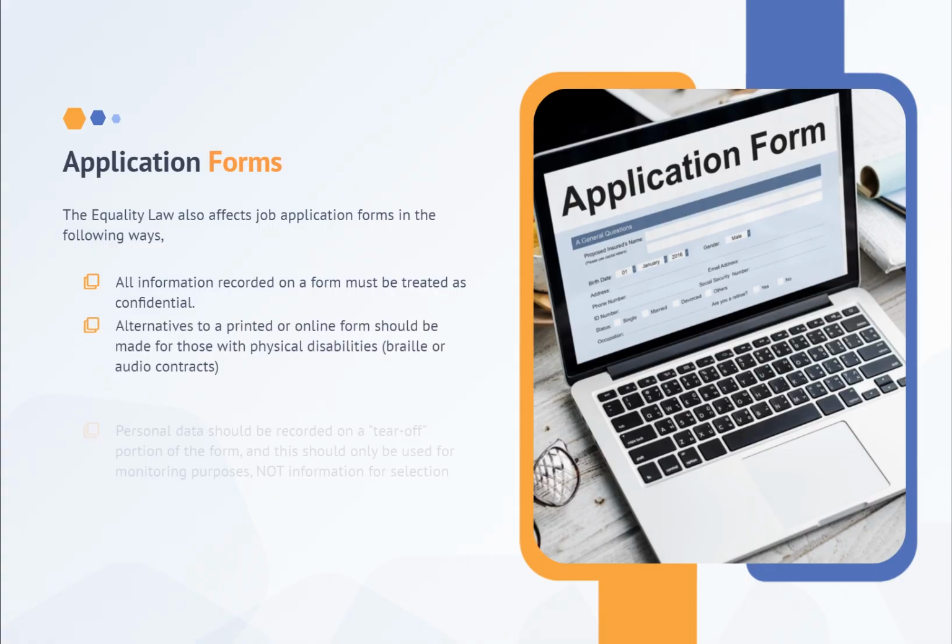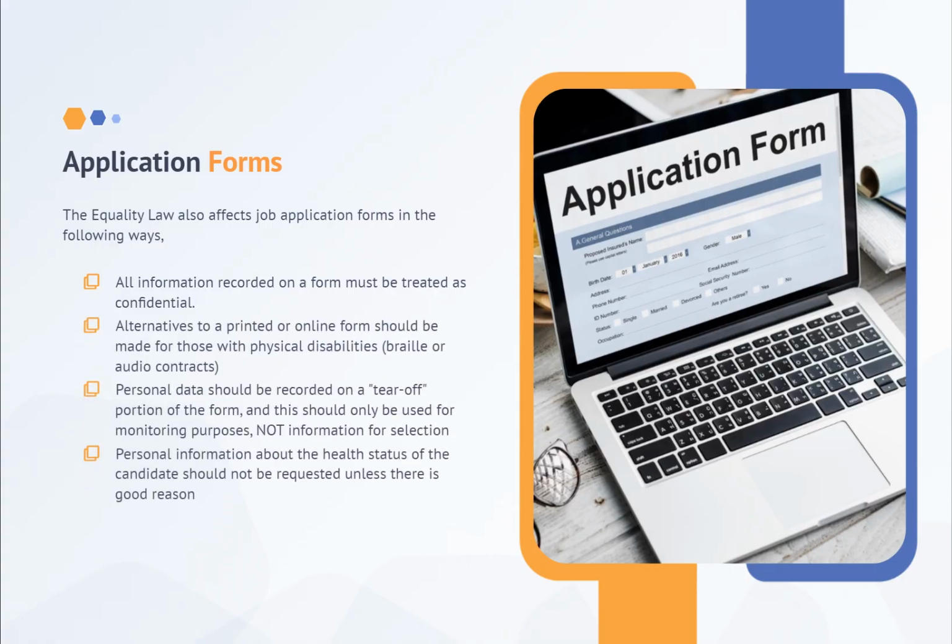Application forms. The equality law also affects job application forms in the following ways. All information recorded on a form must be treated as confidential. Alternatives to a printed or online form should be made for those with physical disabilities, such as braille or audio formats. Personal data should be recorded on a tear-off portion of the form, and this should only be used for monitoring purposes, not information for selection. Personal information about the health status of the candidate should not be requested unless there is good reason.